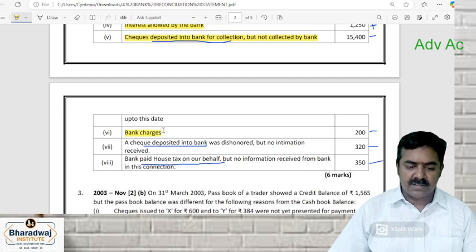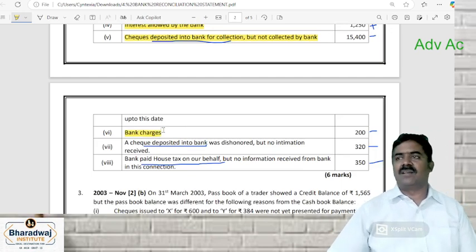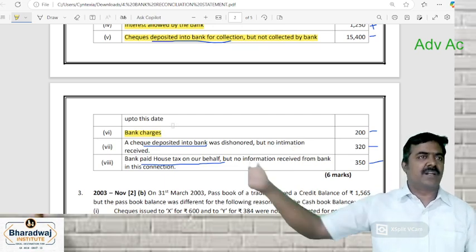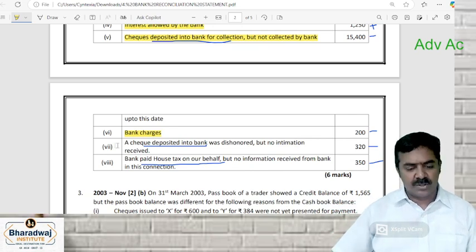Bank charges. What would the banker have done? The banker would have deducted. Let us also deduct. What would they have done for bank charges? They would have deducted. Let us also deduct it.